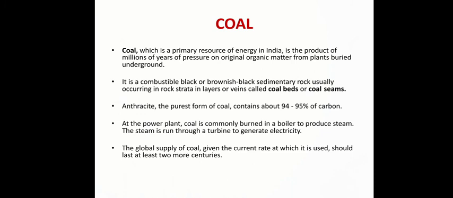Next one is coal, which is a primary resource of energy in India, the product of millions of years of pressure on original organic matter from plants buried underground. It is a combustible black or brownish-black sedimentary rock, usually occurring in rock strata in layers or veins called coal beds or coal seams. The purest form of coal contains about 94 to 95% of carbon.